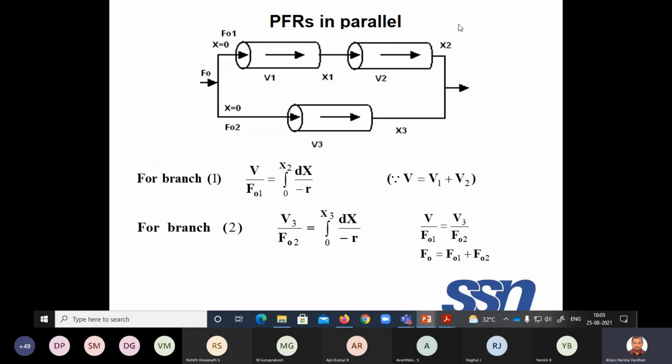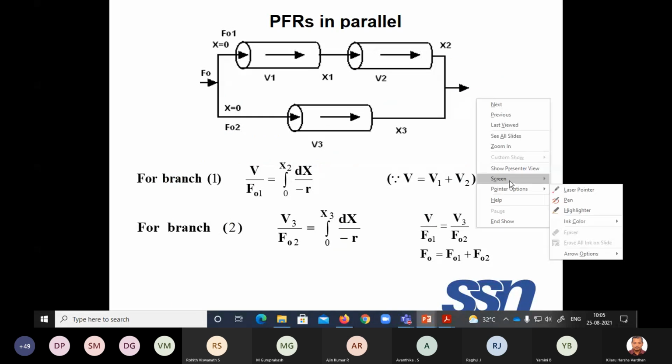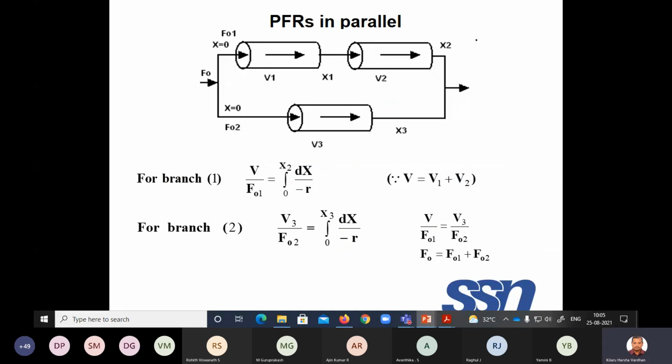So you know that minus rA is k Ca to the power n. So the rate is directly proportional to the concentration. For a plug flow reactor, there is no mixing, right? There is no lateral mixing. There may be radial mixing, but no lateral mixing. So what will happen? The concentration progressively drops along the length of the reactor.